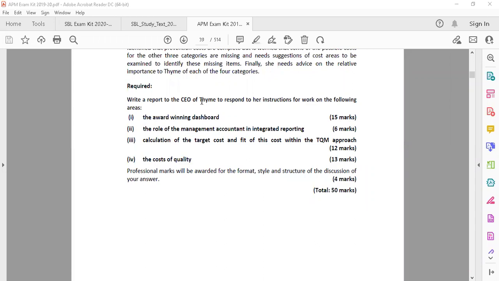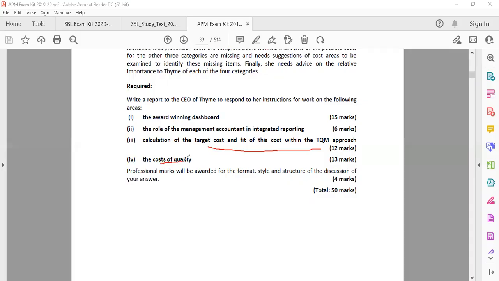Write a report to the CEO of Time to respond to her instructions for work on the following areas: the award-winning dashboard, the role of management accountant in integrated reporting, calculation of the target cost and fit of this cost within the TQM approach. So the main point here, what we will be learning is about the target cost, TQM approach and the cost of quality.